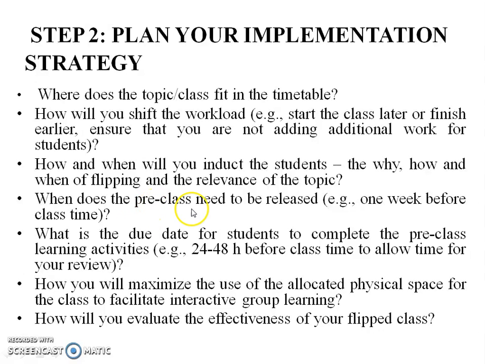When does the pre-class need to be released? That is, maybe 1 week before the class time. What is the due date for the students to complete pre-class learning activities? Maybe 24 to 48 hours before the class time is allowed. How will you maximize the use of allocated physical space for the class to facilitate interactive group learning? How will you evaluate the effectiveness of your flipped class?